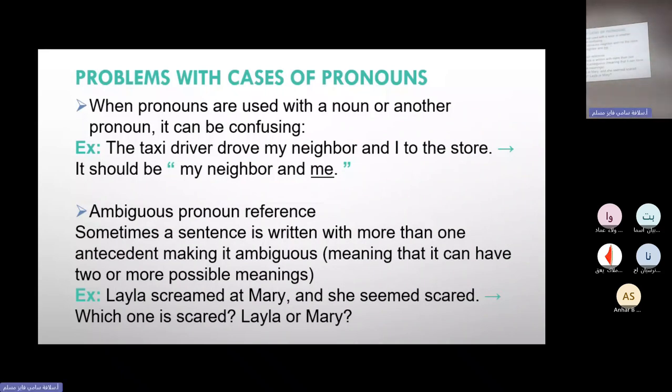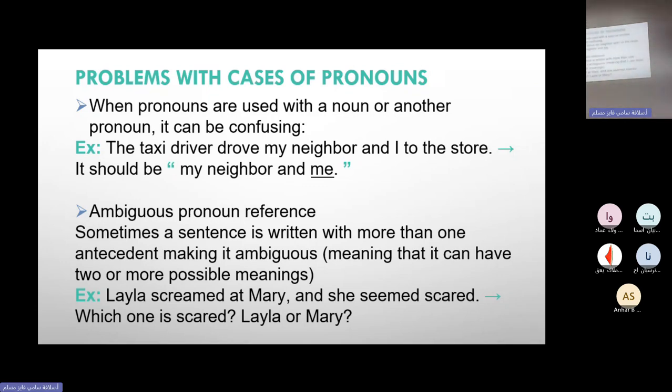في عندنا مشاكل، اللي انت وقفتي عندها وصرتي تسالي أسئلة. There are problems associated with cases of pronouns سواء كانوا بالnominative او في الobjective او في الpossessive. Okay? So when pronouns are used with a noun or another pronoun, it could be confusing. زي كان عندنا ضمير وعندنا اسم وعندنا كمان ضمير، صح؟ So example يا ميمونة.